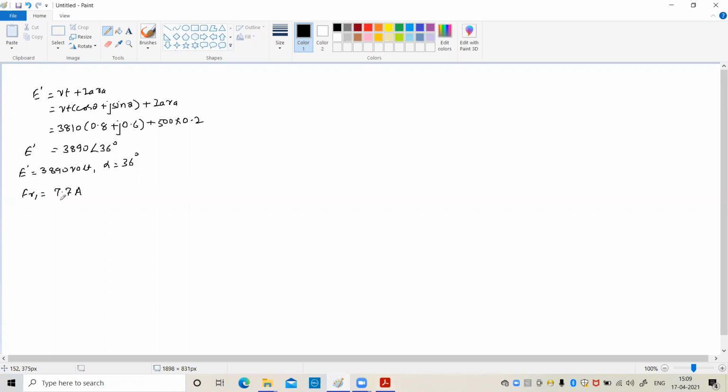So 7.7 can be written in the form of FR1 is equal to 7.7 into bracket cos of 90 plus alpha, that is 36 degree, plus J sin of 90 plus alpha, 36 degree, which is equal to minus 4.55 plus J 6.21. So this is the value of FR1.